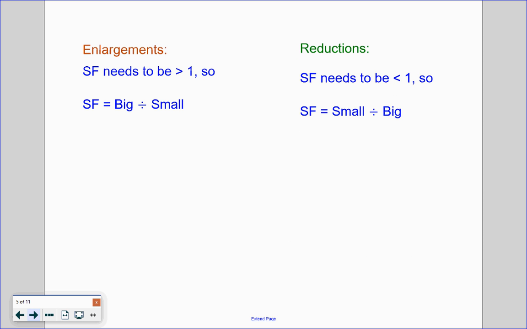Okay, so the last thing is enlargements and reductions. So if we're doing an enlargement, your scale factor needs to be a number bigger than 1 or bigger than 100%. If it's written as a fraction, the big number's on top and the small number's on the bottom. However, if we have a reduction, the scale factor is going to be a number less than 1, or in other words, it's going to be 0 point something. Or it's going to be less than 100%, or as a fraction, we would have the small number on top and the big number on the bottom. Okay?